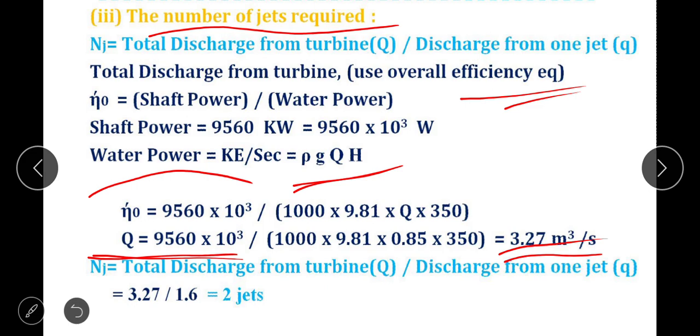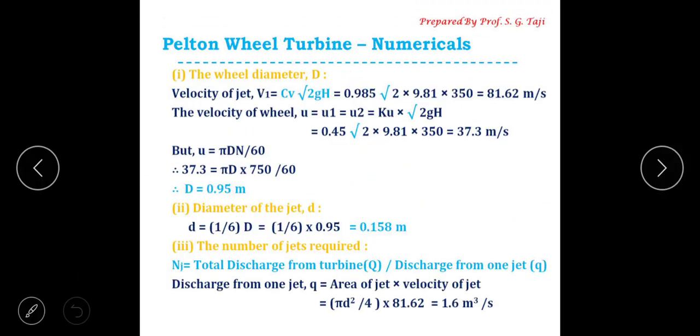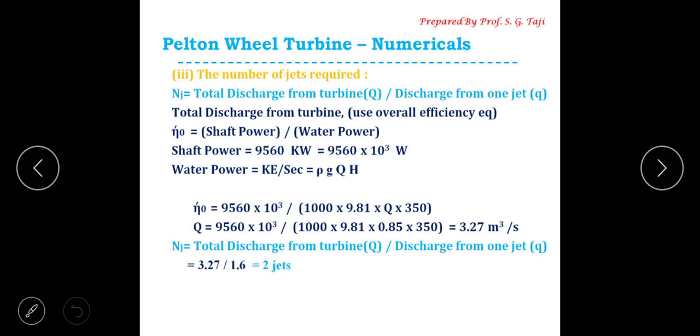Now again go back to this formula. Nj is equal to capital Q divided by small q. Capital Q just now we have found out. Small q in the previous slide we have found out. How much? We can see here, 1.6 meter cube per second. Therefore, 3.27 divided by 1.6, you get number of jets, 2 jets.